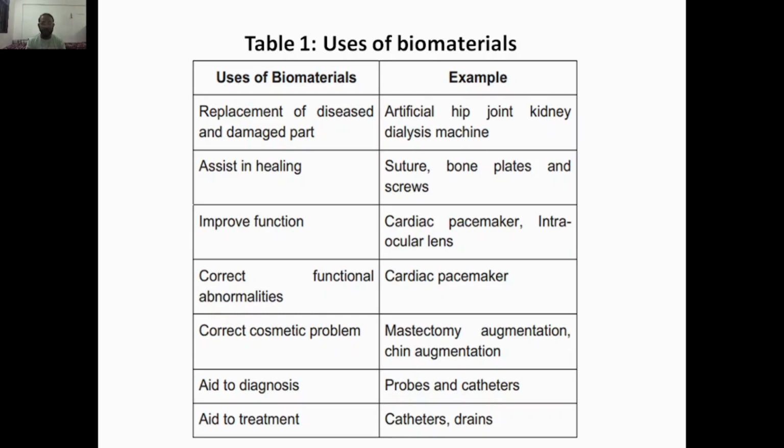Then to improve the function, we have the pacemaker, and also the intraocular lenses to improve the function of the eyes, the vision, and also to improve the function of the heart, that is for pumping, we have the pacemaker. And then correct functional abnormalities, that means if any functional abnormalities are there inside our body, they need to be corrected, example cardiac pacemaker. Then correct cosmetic problems, we have mastectomy augmentation and chin augmentation. And then aid to diagnosis, we have probes and catheters which are used for ECG, EEG and so on. And then aid to treatment, catheters and drains, again used for particular treatment. So these are some of the uses of the biomaterials.